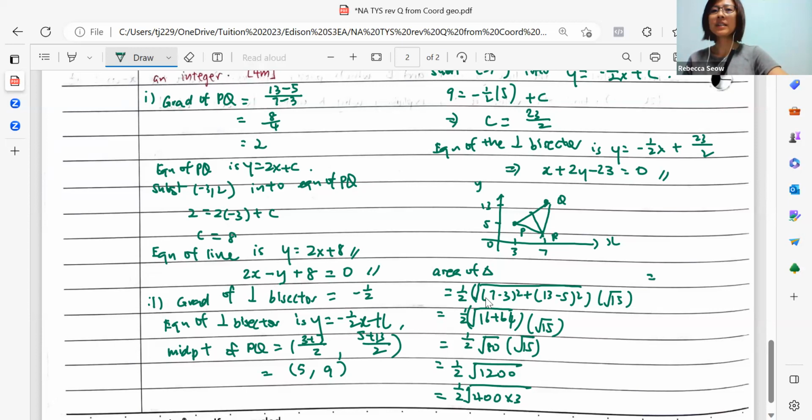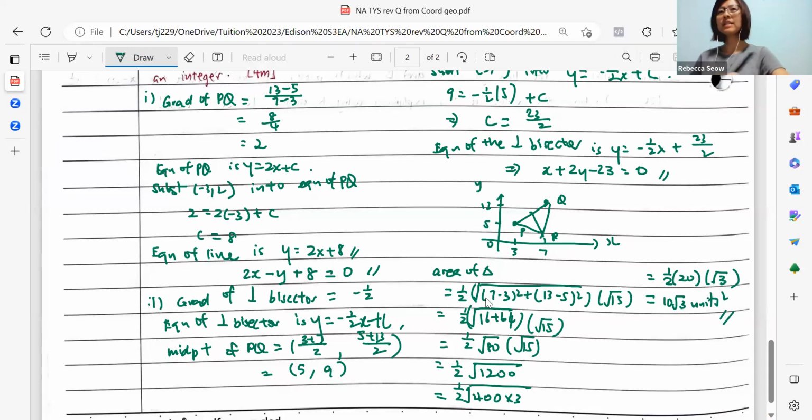Okay, so we can write it as half times root 400 times root 3. So 400, if we were to square root it, we will end up with a 20. And root 3 remains as root 3. So if we work this out, we will get 10 root 3 units squared.